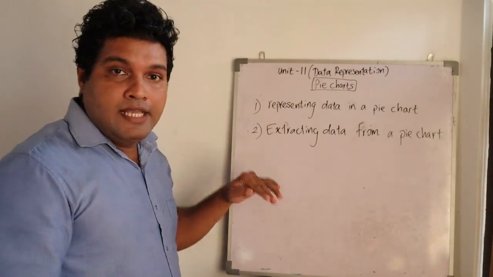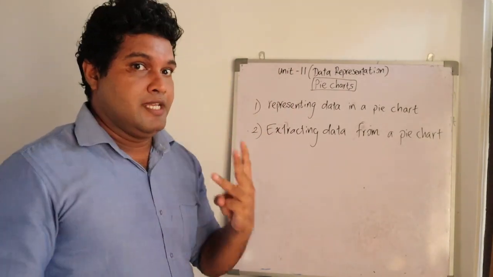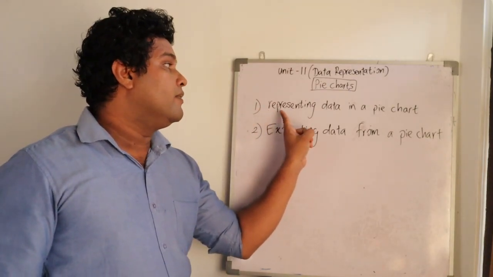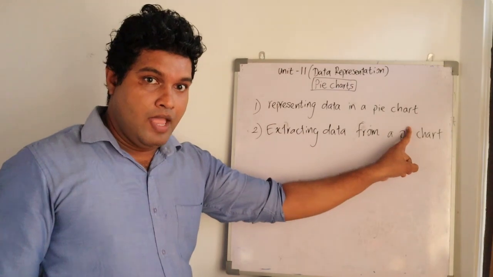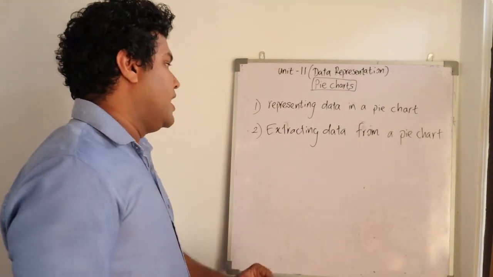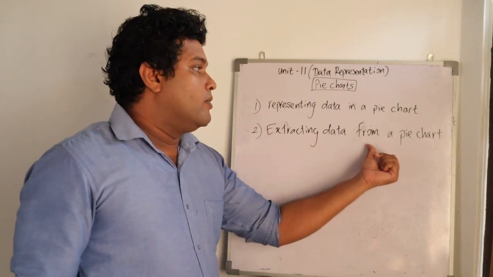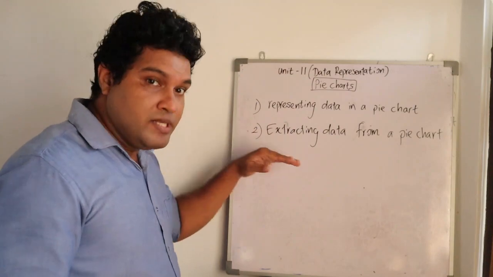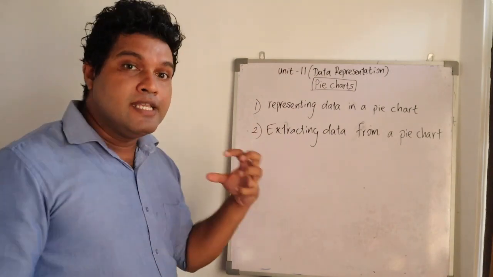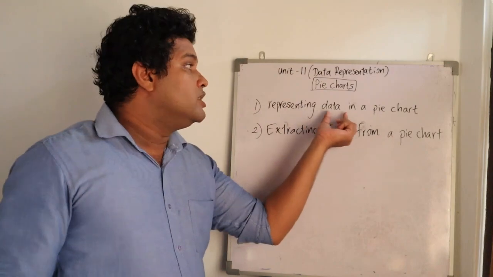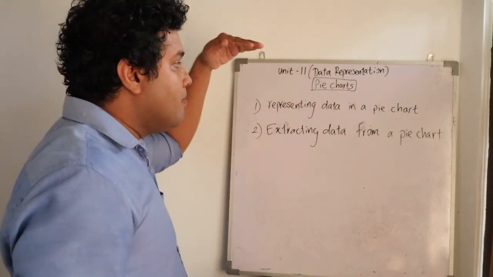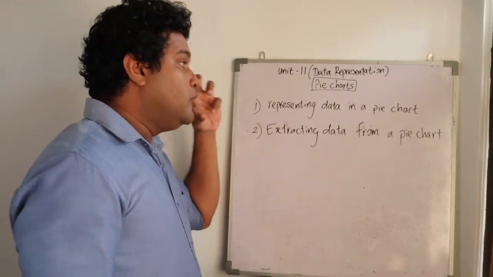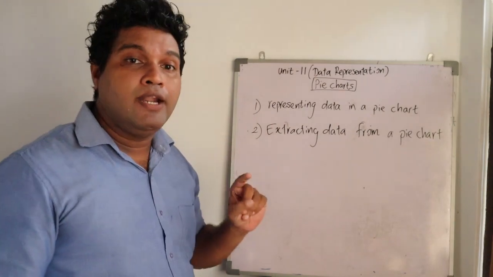Here, according to the lesson content, there are three exercises. Exercise 11.1 contains all the problems regarding representing the data in a pie chart. Exercise 11.2 contains extracting data from a pie chart. Before we go to 11.2 or the miscellaneous exercise, we have to discuss representing data in a pie chart. This is the basic thing of the lesson. Okay, let us discuss the exercise 11.1.